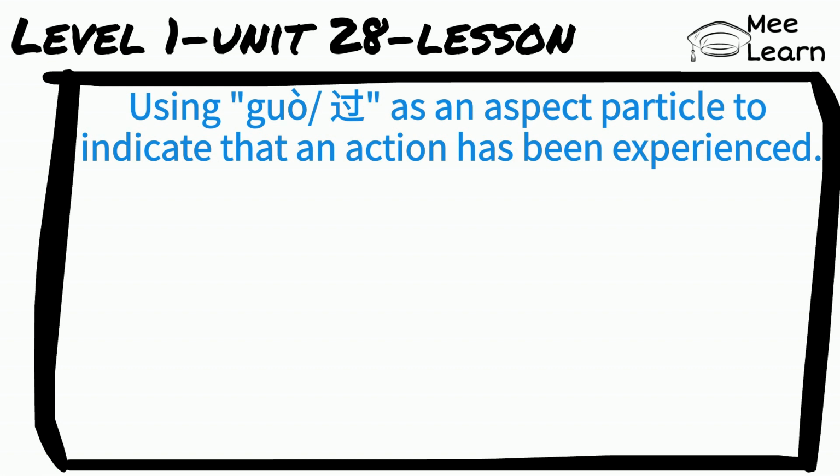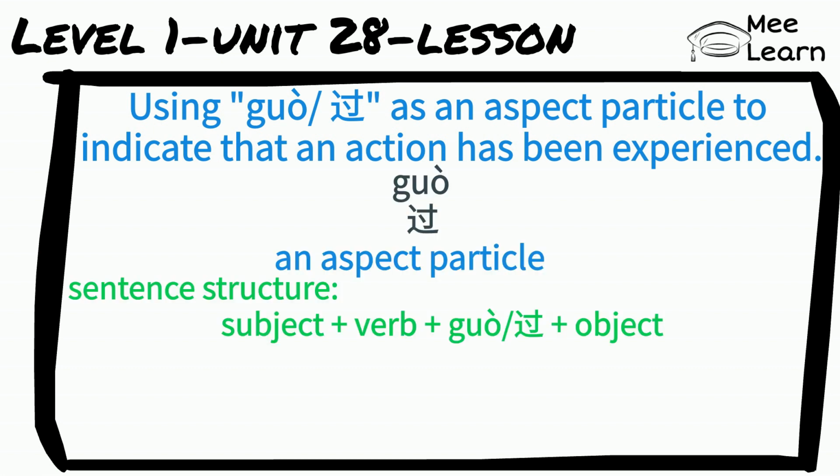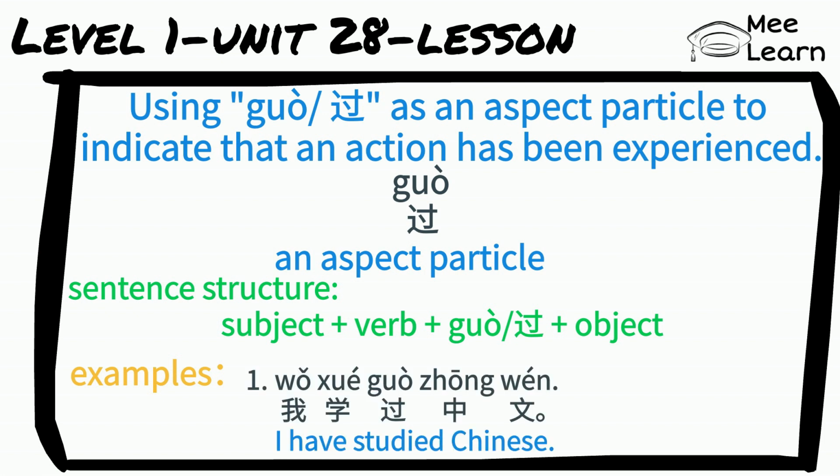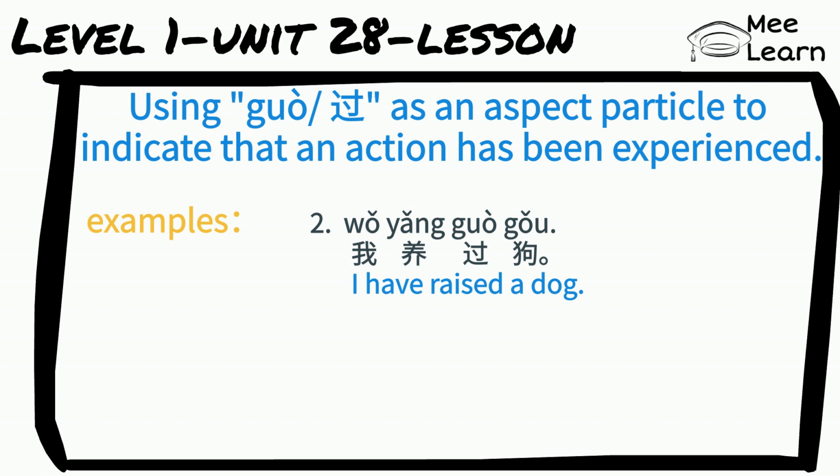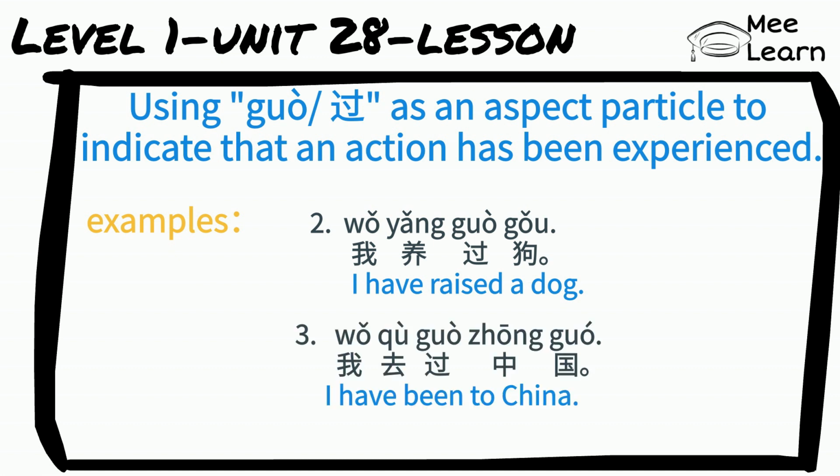Using 过 as an aspect particle to indicate that an action has been experienced. The sentence structure is like this: subject plus verb plus 过 plus object. For example, 我学过中文。I have studied Chinese. 我养过狗。I have raised a dog. 我去过中国。I have been to China.